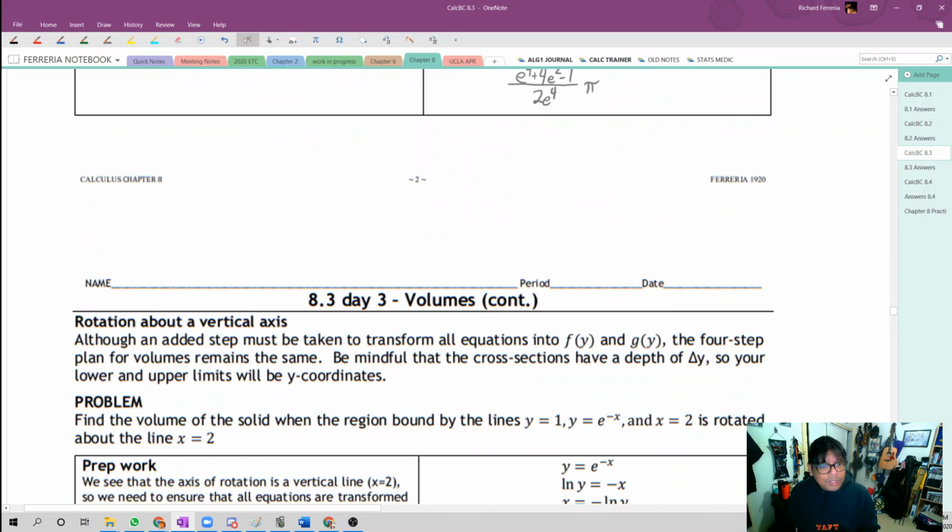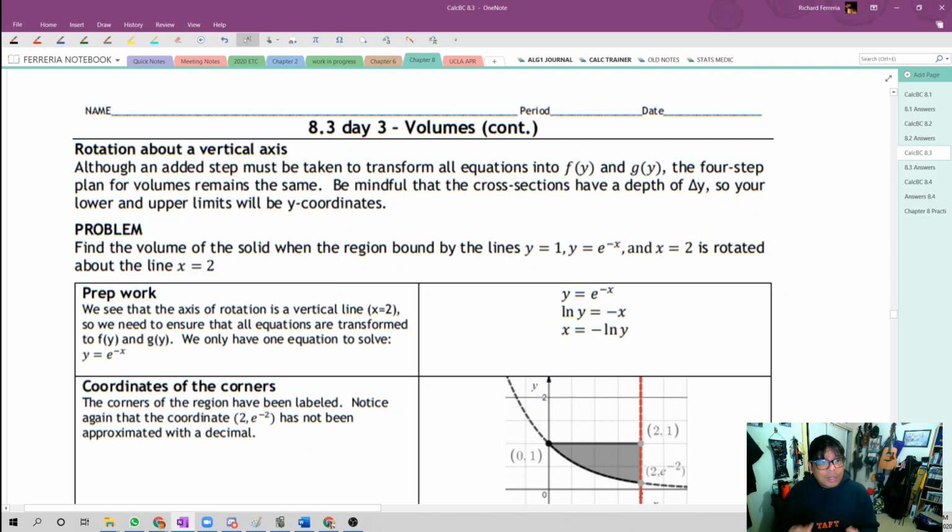So this moves us into our second skill for today, and that's going to be rotation about a vertical axis. An additional step has to be taken, usually, not always, to transform all equations into functions of y, so f of y and g of y.